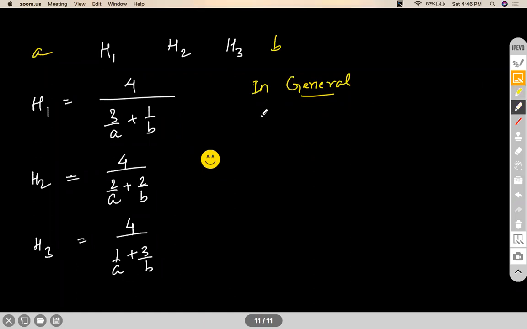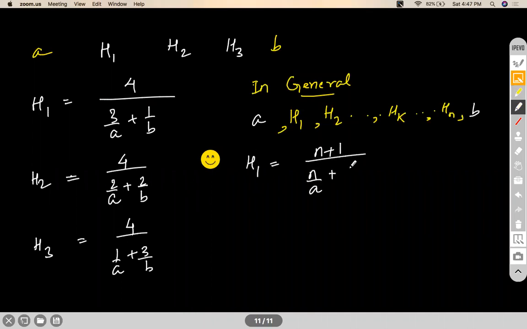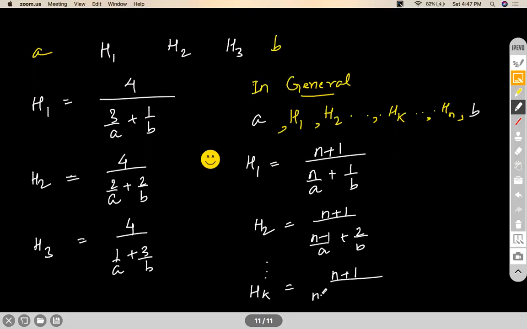So in general, if you are inserting n harmonic means between A and B, remember your H1 will be (n plus 1) by (n by A, 1 by B). H2 will be (n plus 1) by ((n minus 1) by A plus 2 by B), and so on, till Hk will be (n plus 1) by ((n minus k plus 1) by A plus k by B), and your Hn will be (n plus 1) by (1 by A plus n by B).